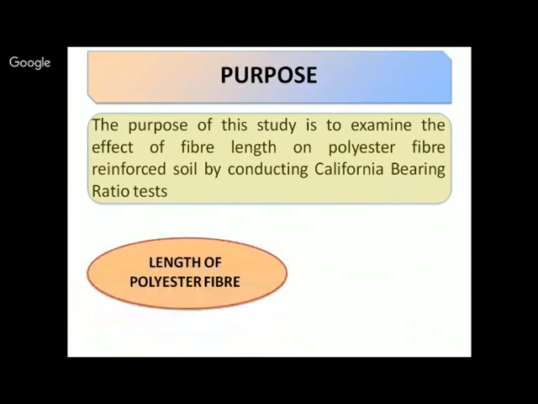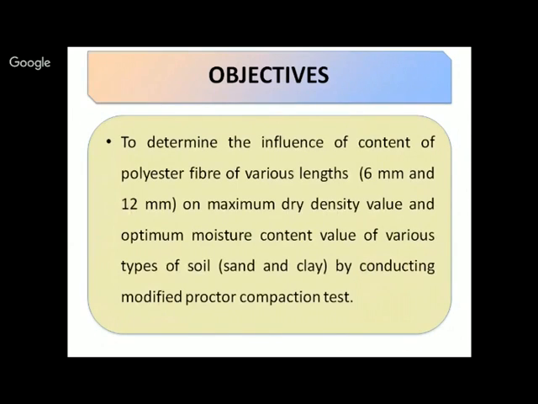The length of polyester fiber used in this research is 6 mm length and 12 mm length. Objectives of research. The first objective is to determine the influence of content of polyester fiber of various lengths, 6 mm and 12 mm, to find out the maximum dry density of soil and the optimum moisture content.